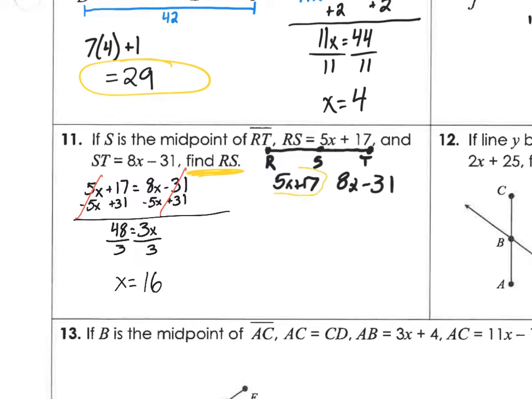Okay, so we need to use this. Let's plug that back in. 5 times 16 plus 17. 97. I would agree with that statement.